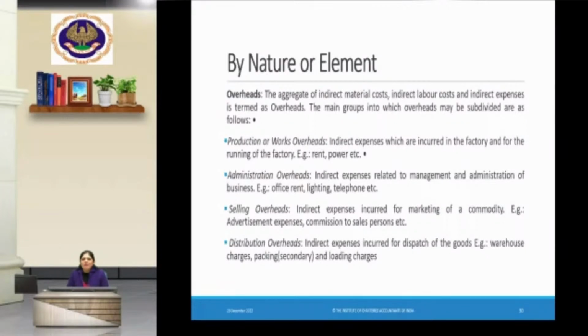So overheads have been classified into 4 categories: factory overheads, office and administration overheads, selling overheads, distribution overheads. So this way it goes. Right?